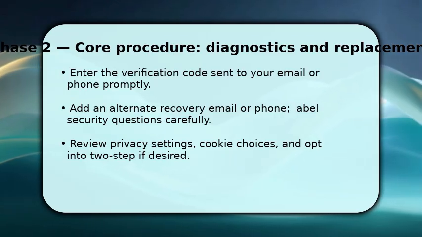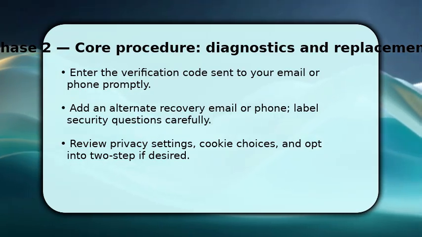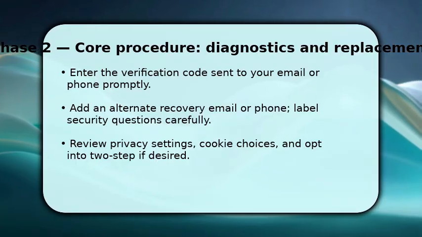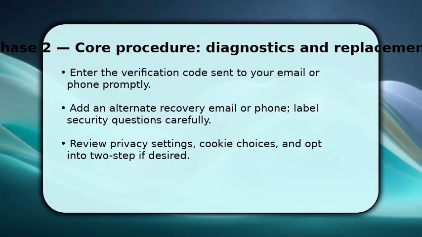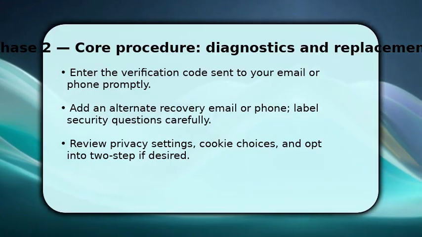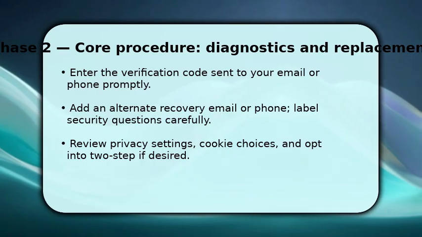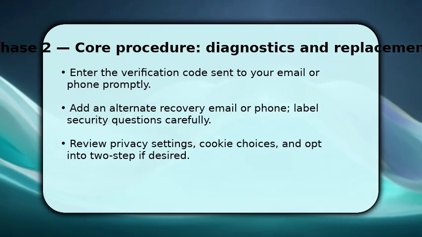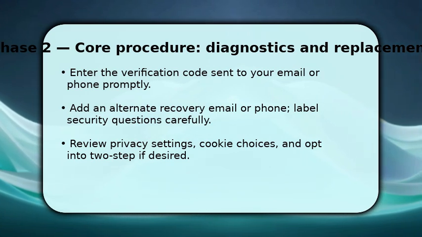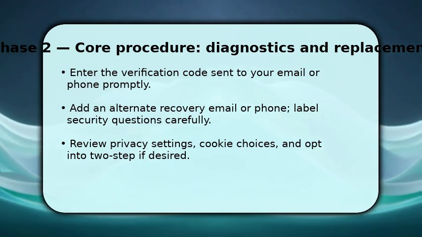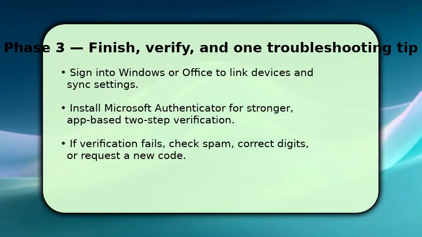Also, set security preferences and consider enabling two-step verification now. It uses SMS or the Authenticator app to block unauthorized access. Make sure to review privacy and cookie settings while you are still in setup, because these choices affect data shared with Microsoft services. You finish by signing into a device or Office app to link this account and sync preferences.